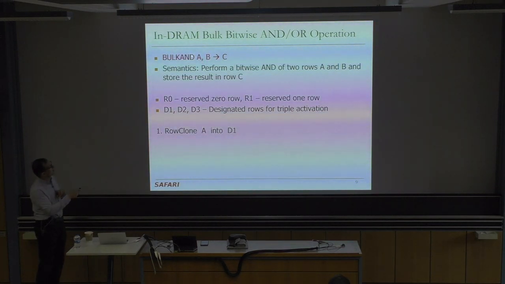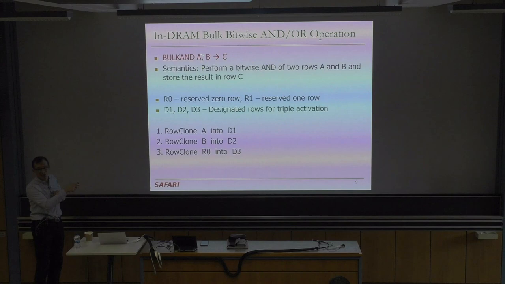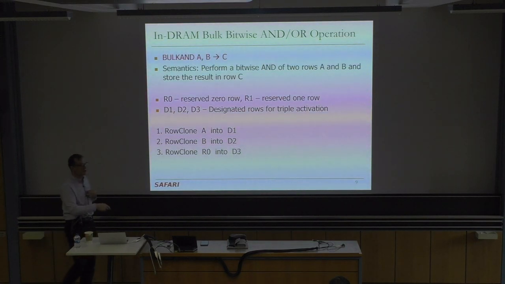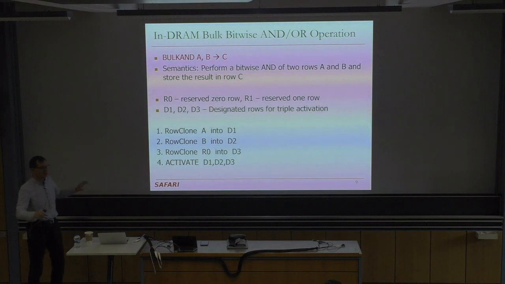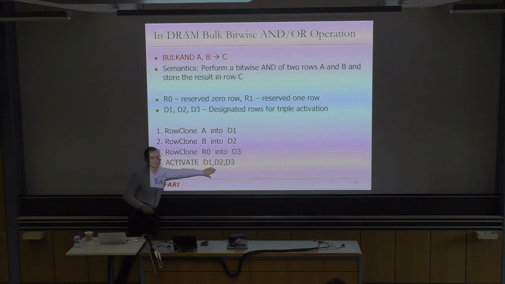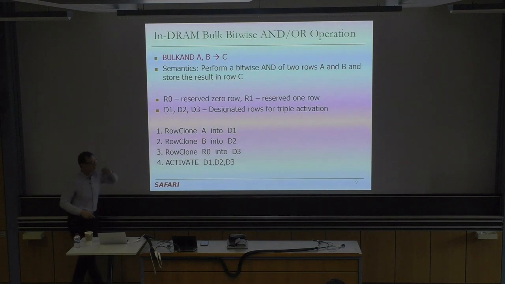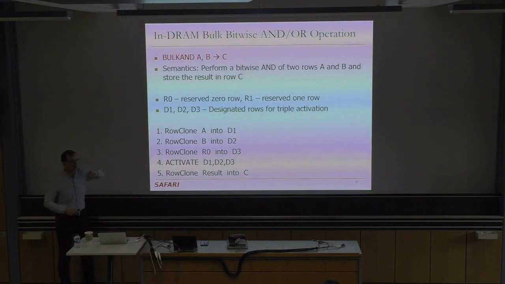Basically, you first row clone row A into one of the designated rows, and then you row clone row B into one of the other designated rows, and then you row clone R0, which is the reserved 0 row, because we're doing an AND operation, into C. If you want to do an AND operation, you need to set C to 0. And then you do the triple row activation, sending that signal that activates 3 rows at the same time. Now you have the result in all of these 3 rows, right? D1, D2, D3, if you remember the picture. And you row clone the result into C in the array.